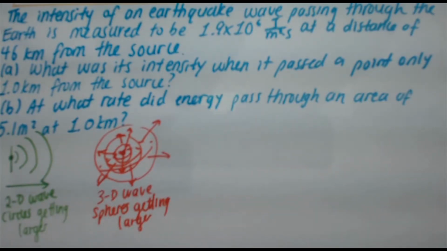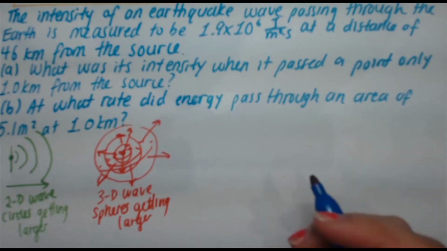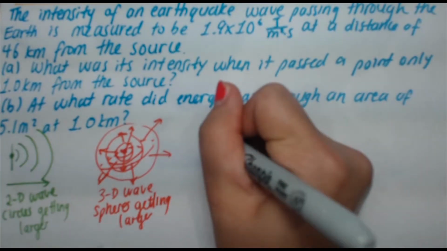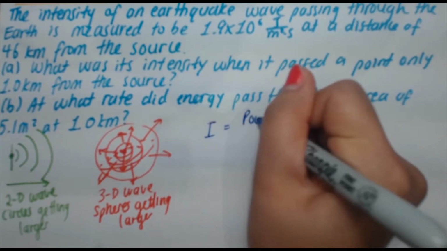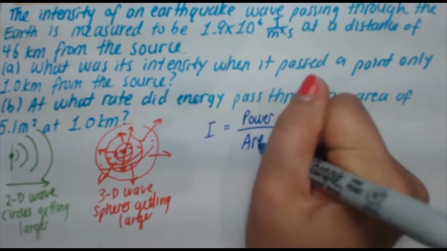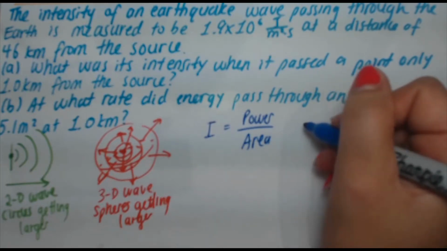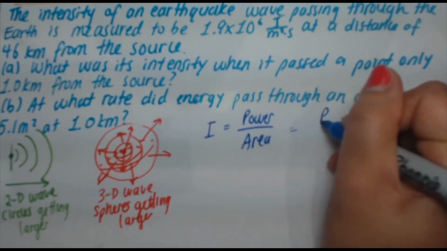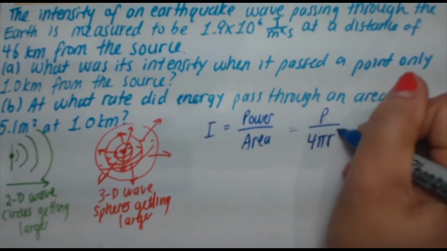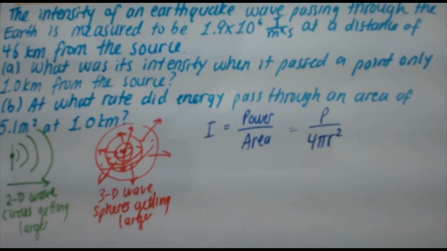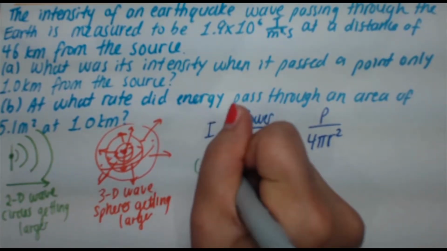And the reason why we have to identify that it's a sphere and not a circle is for the next part. Since we're dealing with intensity, and that's what we're actually looking for, intensity is given by the power from the source divided by the area. And because we're dealing with a sphere, the surface area of the sphere is given by 4 pi r squared. So I is equal to P over 4 pi r squared.